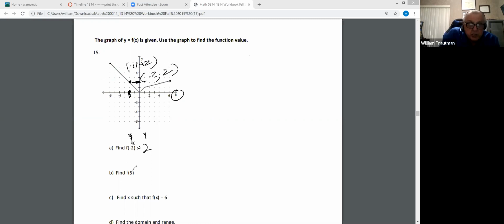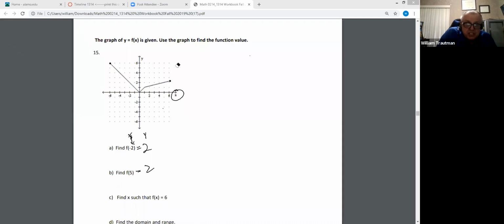When the x value is 5, here's 5. Go up or down till you hit the graph right here. The y value is also 2, right there at 2. Now, the next one.